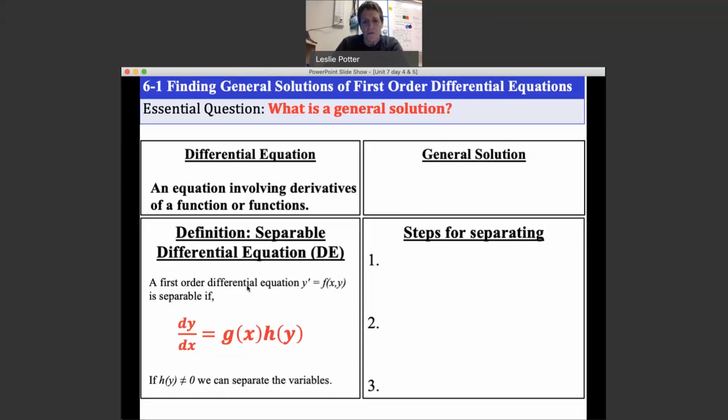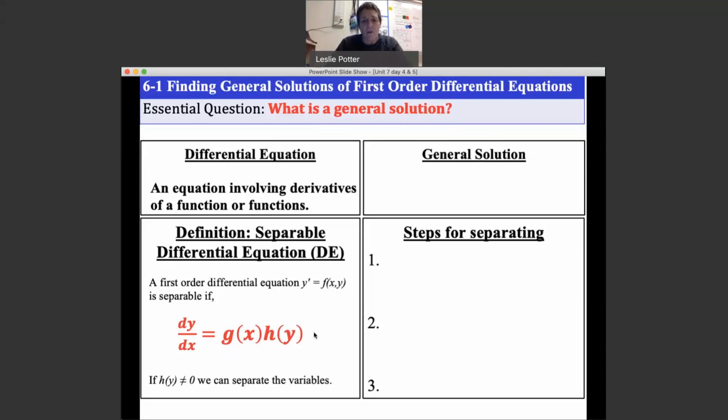A first order differential equation y prime equals some function of x and y is separable if this occurs. In other words, it is separable if I have dy/dx equals something in terms of x times something in terms of y. I have to have a product here in order to separate them. The reason I need a product is because then I can divide by h of y and multiply by dx, and then my y's are on one side and my x's are on the other side, and that's what it means to separate the variables.